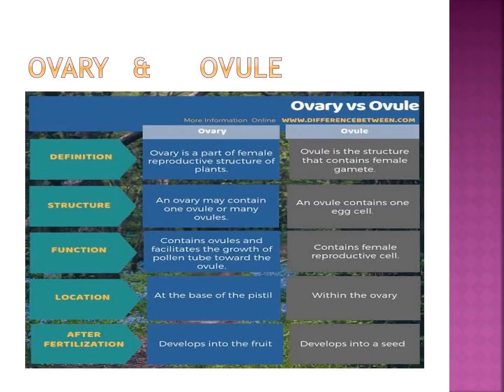Then ovary function: it protects the ovule and facilitates the growth of the pollen tube toward the ovule. And ovule function: it contains the female reproductive cell. After fertilization, the ovary develops into the fruit, and the ovule develops into a seed. Seed means vidai. Next one.